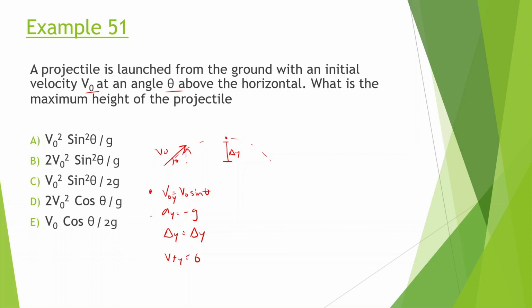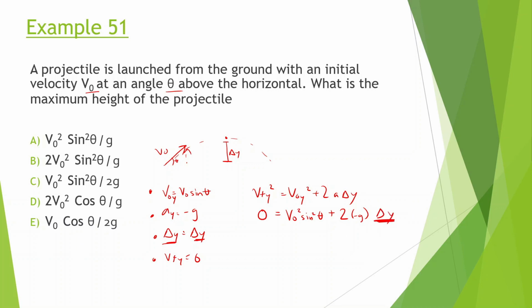So now that we have our 4 variables, let's try to isolate for this displacement which we're looking for. So we see final velocity in y squared is equal to initial velocity y squared plus 2a change in y. That's the only one that has all 4. And we have 0 is equal to v initial squared sine squared theta plus 2 negative g change in y, which we're looking for. Now let's isolate for this change in y.